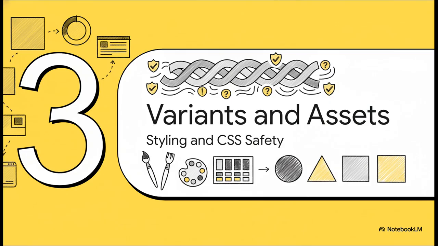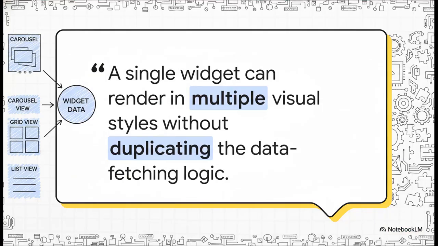And more importantly, how we can solve one of the biggest headaches out there, managing CSS and avoiding those dreaded style conflicts. The system uses this really powerful concept called variants. What this lets you do is create multiple visual styles for the same widget. So think about having a carousel view and a grid view for your blog posts. Each one has its own unique template, its own look, but they're both powered by the exact same data. You don't have to duplicate any of the logic.